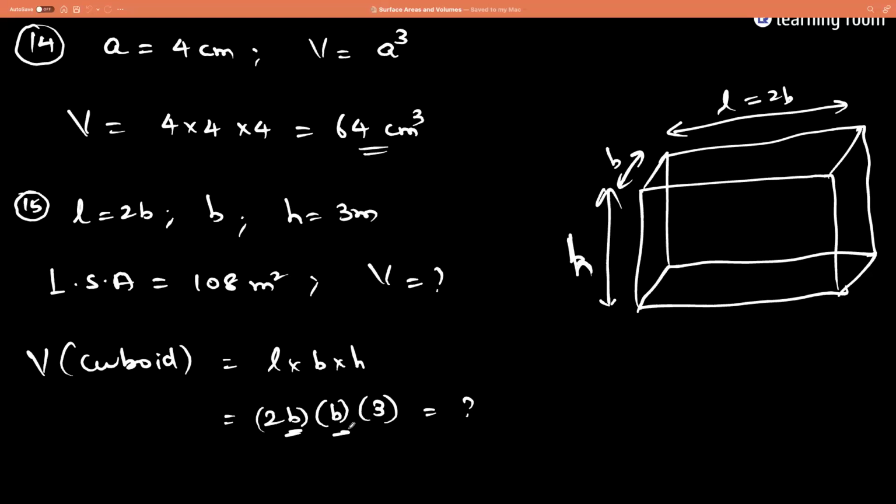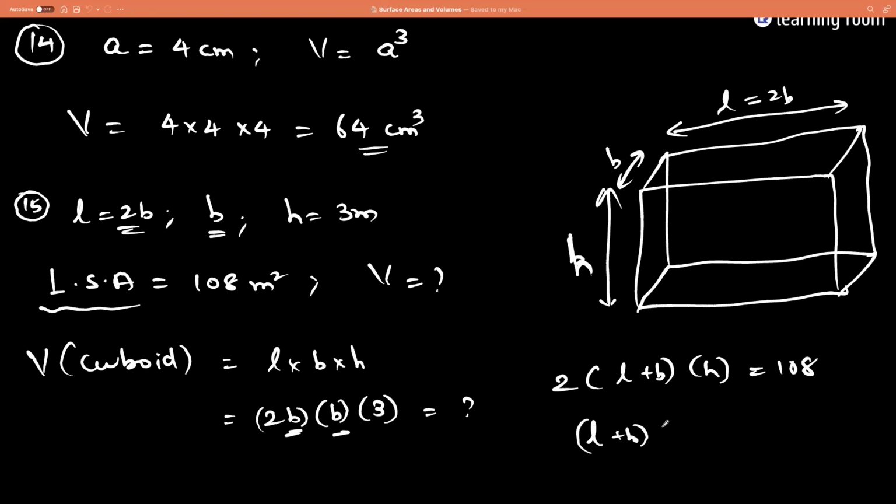So we have an unknown b. So how to find that? How to find the breadth? I mean, the length and breadth. So for that only they gave us the lateral surface area. So when you take the lateral surface area, it is going to be 2 into L plus B into H. Right. So this will be equal to 108. So L plus B into height, I'll substitute as 3, will be equal to 54.